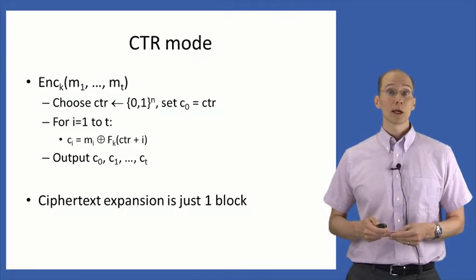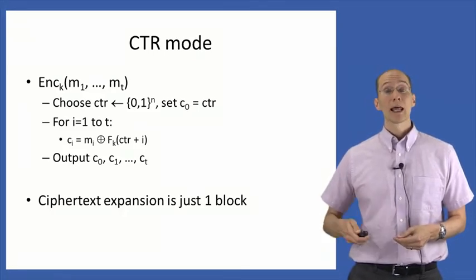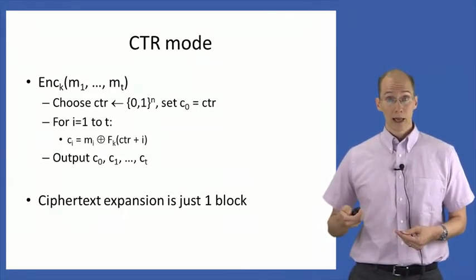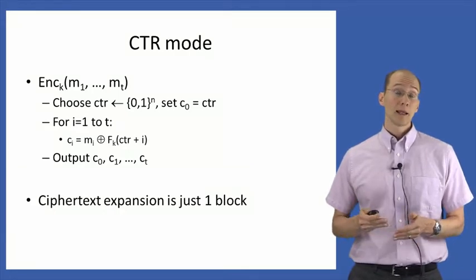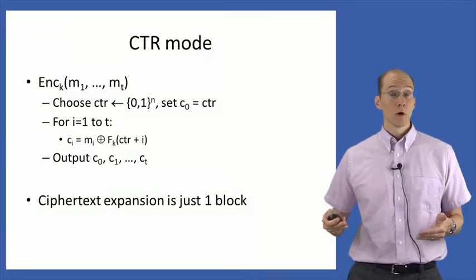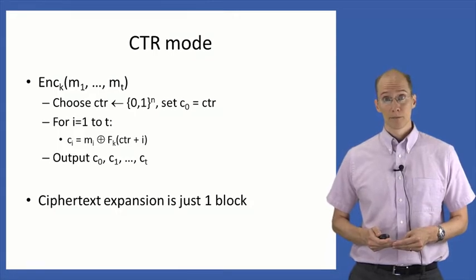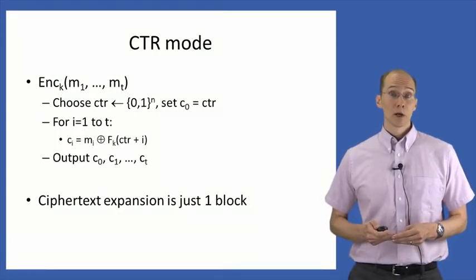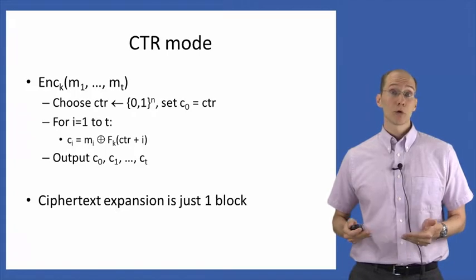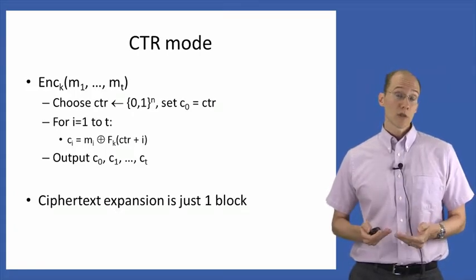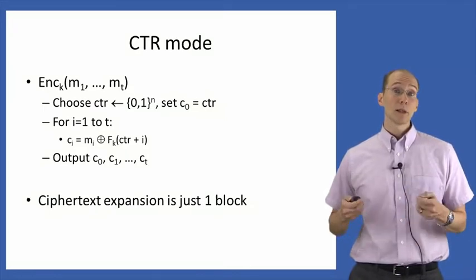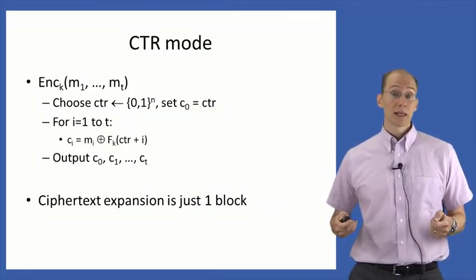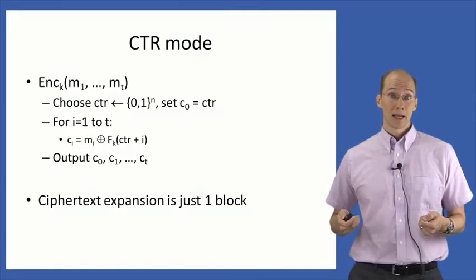So basically what we're doing is simply incrementing this counter and applying our PRF, f sub k, to the values counter plus 1, counter plus 2, etc., all the way up to counter plus t. And then taking those results and XORing each of those with the corresponding block of plaintext. The ciphertext that we output contains all the blocks C0 through Ct. Note that the ciphertext expansion here is just a single block. So rather than doubling the length of the plaintext, we simply increase the length of the plaintext by n bits.